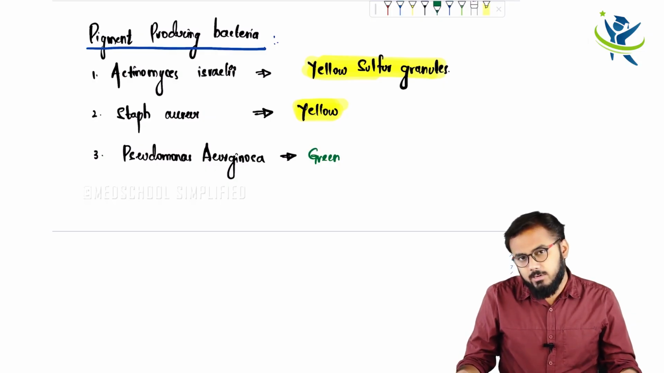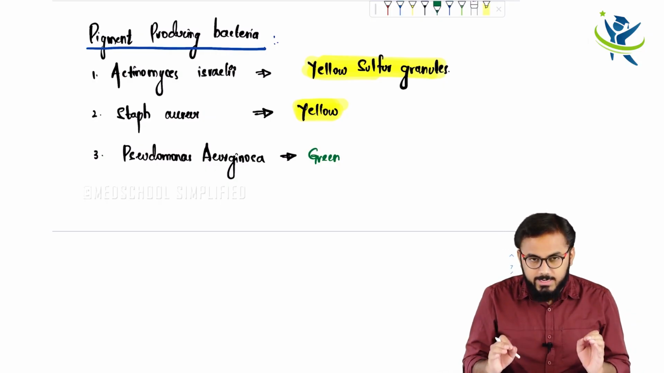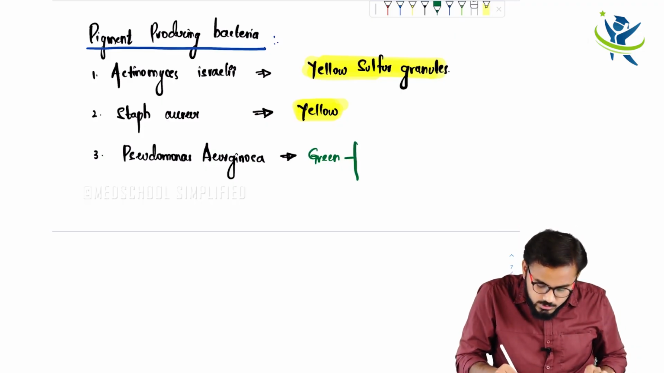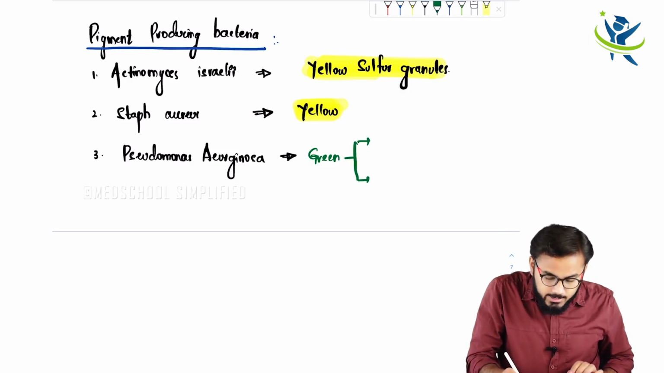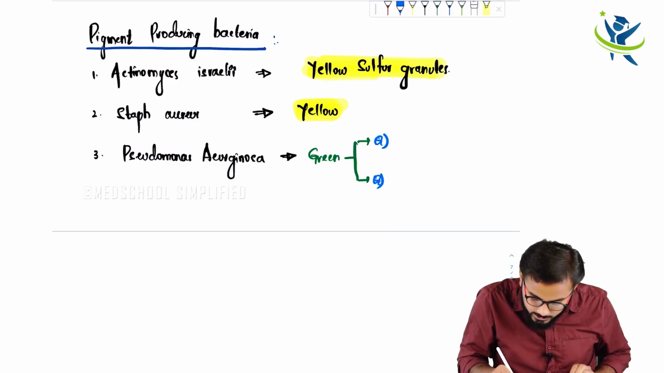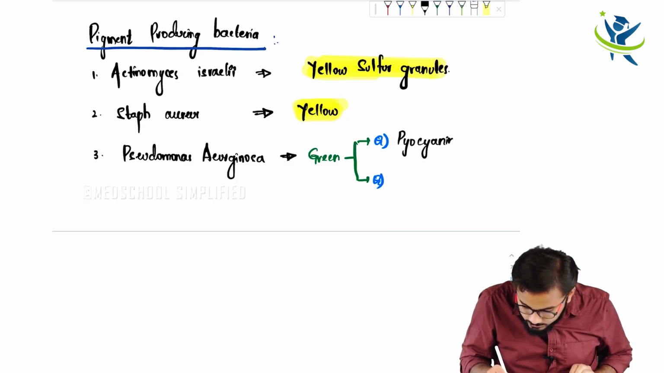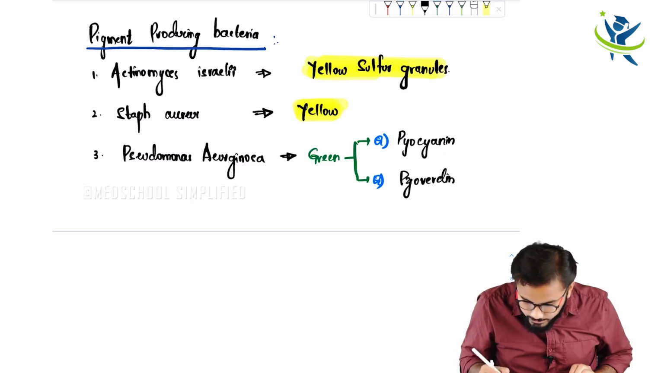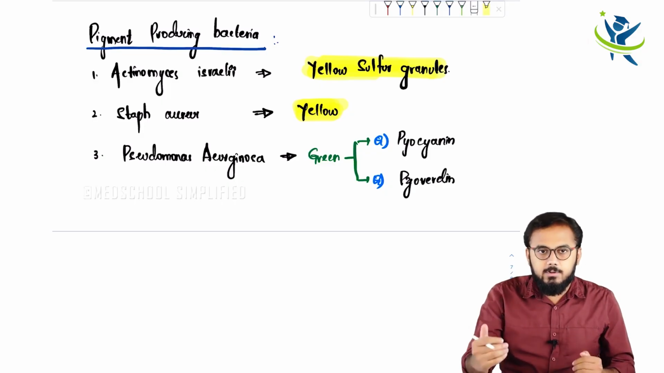What makes this bacteria release green pigment? If we go a little bit in depth, there are two MCQs which you can cover here. What are these MCQs? This green color pigment is because of two important things. One is called pyocyanin and another one is called pyoverdin. Pyocyanin and pyoverdin, both of them are responsible for imparting green color to the bacteria.